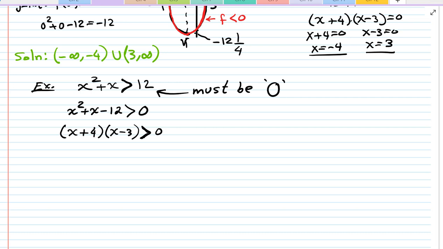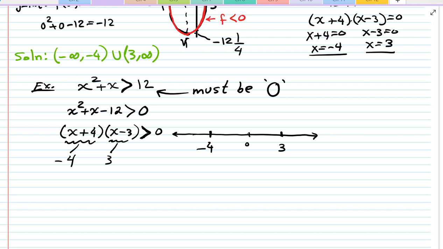Now once we have that format, we're going to look and see what makes each of these factors 0. x plus 4: negative 4 makes that 0. x minus 3: 3 makes that 0. Then we're going to draw a number line here. Okay, so here's my number line. This is 0. 3 is a number to the right. Negative 4 would be a number on the left side. So I just divided up the number line using these numbers.